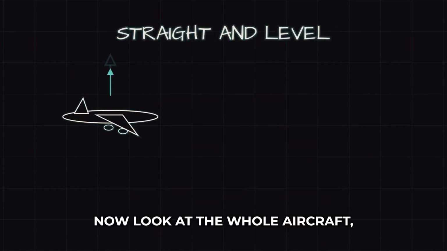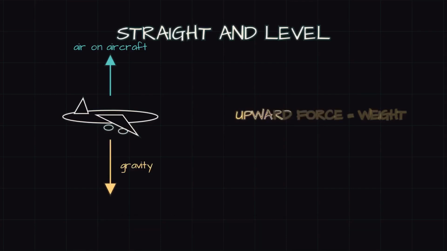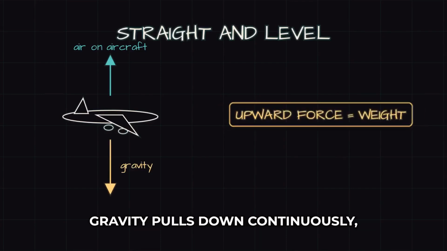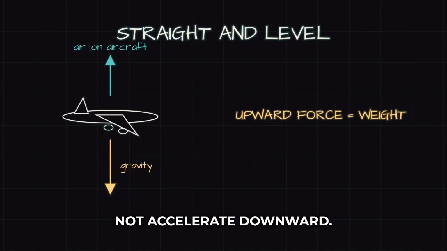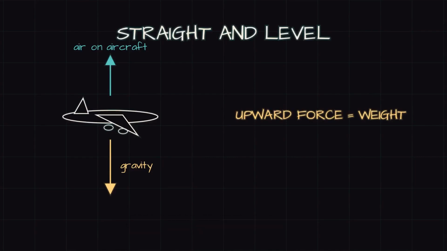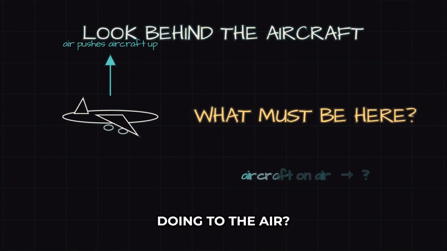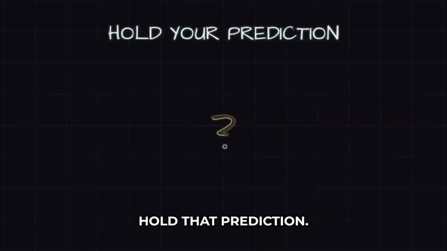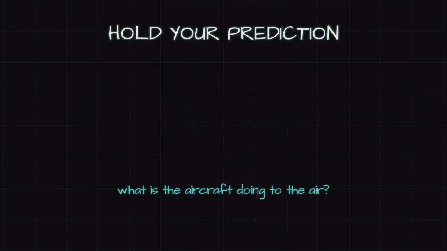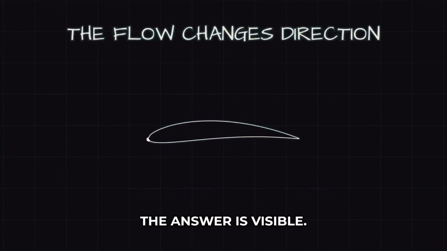Now, look at the whole aircraft, flying straight and level. Gravity pulls down continuously, yet the aircraft does not accelerate downward. The air must therefore exert an equal upward force. If the air is pushing the aircraft upward, what must the aircraft be doing to the air? Hold that prediction. In a smoke tunnel, the answer is visible.